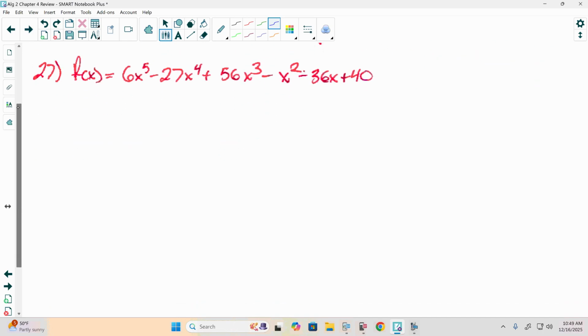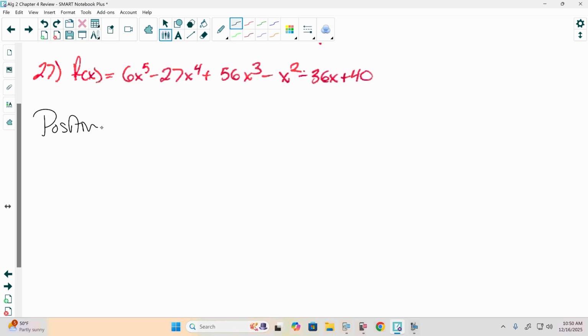Descartes' rule of signs. This tells us the number of possible positive zeros, the possible negative zeros, and based off that too, we can determine the number of complex. Now, looking at this first problem here, number 27, the degree is 5. So that tells us that the number of solutions that we should have for this is 5, because the number of solutions is equal to the degree of the polynomial.